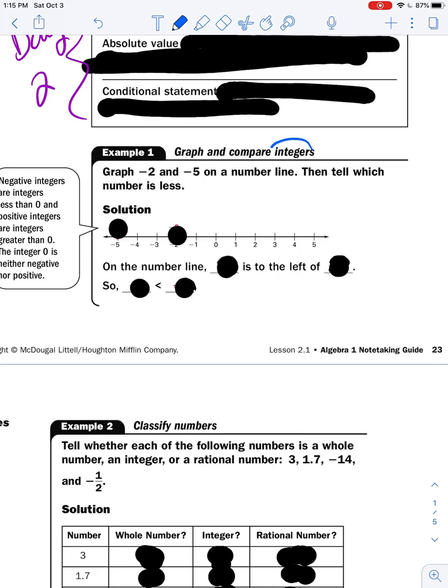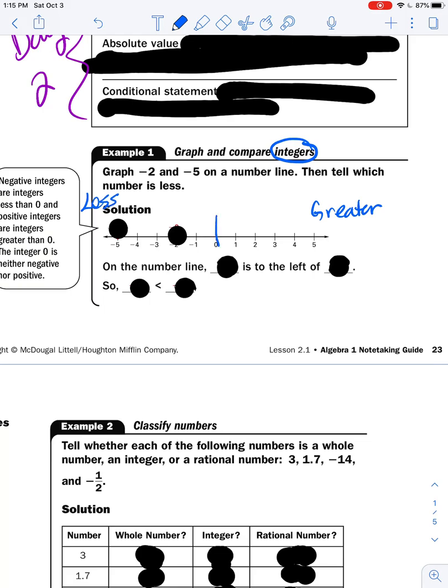So these are comparing integers. We're doing two things today. We're learning those terms so that we can classify numbers and say, are they whole numbers? Are they integers? Are they rational? And then we also are figuring out which one is less or greater, keeping in mind that on the number line, the things that are greater are going to be to the right end, and the things that are less are going to be over to the left.